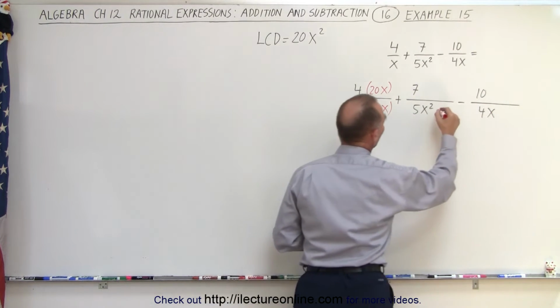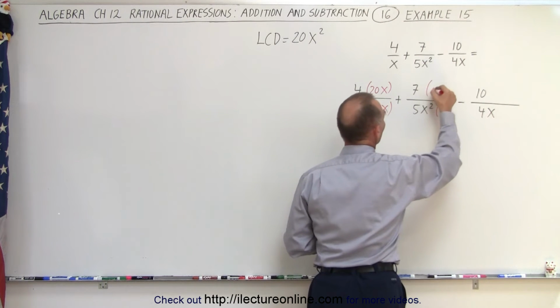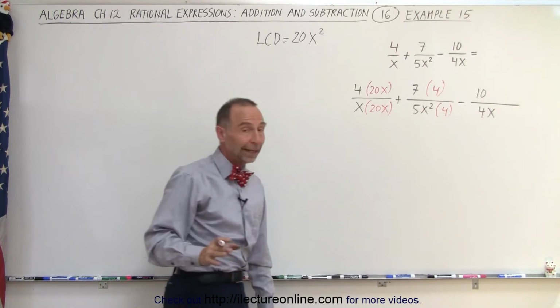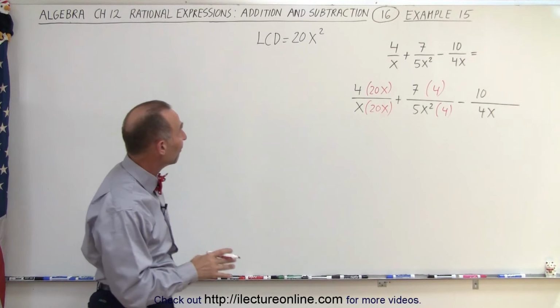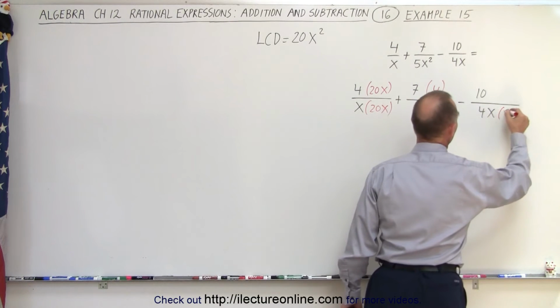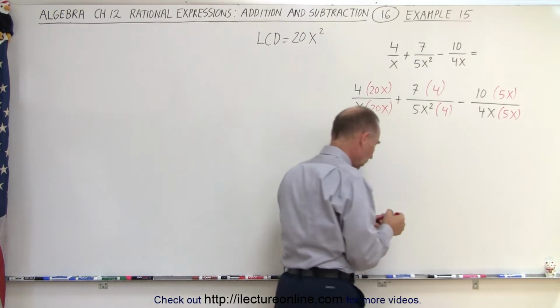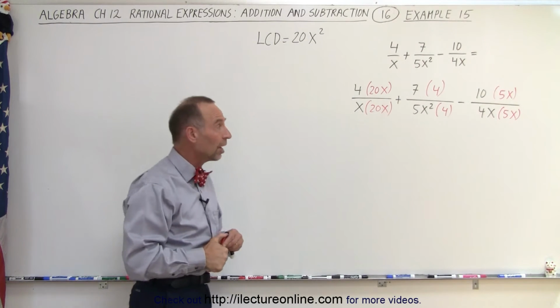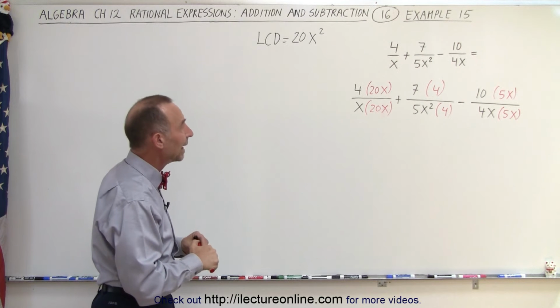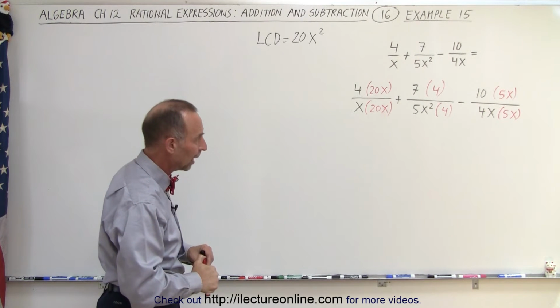Here we're missing a 4. So we must multiply both the numerator and the denominator by 4. And on our third denominator, we're missing a 5x. And so we must multiply the numerator by 5x as well. Now notice every one of the denominators is now equal to 20x squared, the lowest common denominator.